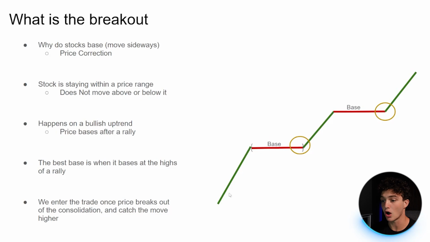So yeah, this happens in bullish uptrends. You can see this is moving in a bullish uptrend, and it happens when price bases after a rally. Something you need to know is the best type of base is when it bases at the top of a rally. As you can see, this moved higher and it based at the very top of this rally. If it moved back down and based, it would still be good, but the best type is when it bases at the very highs of the rally just made. As you can see, it moved up here and it based at this high price that it made right here.